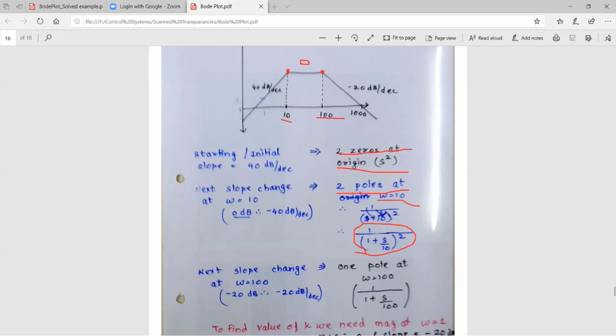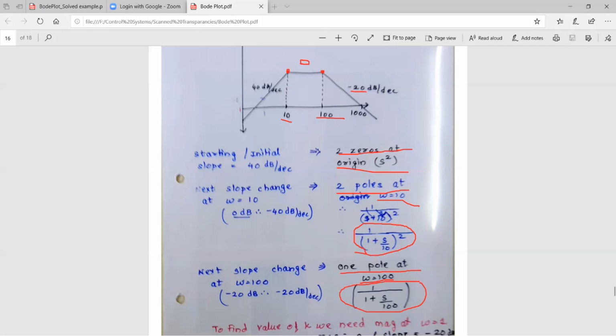Now at 100 also the slope is changing. Now slope is changing by minus 20 dB, because here the slope was 0. From 0 it is going to minus 20 dB. That means at 100 also there is a pole, but there is a single pole because slope is minus 20. So there is 1 pole at omega equal to 100, and this is the factor. Okay. 1 upon 1 plus s by 100.